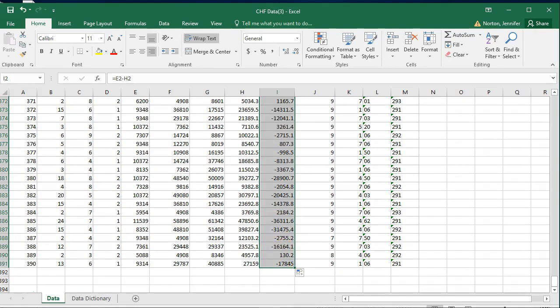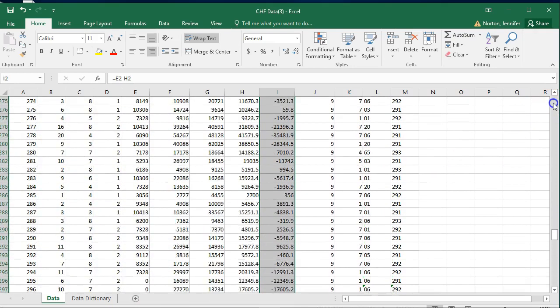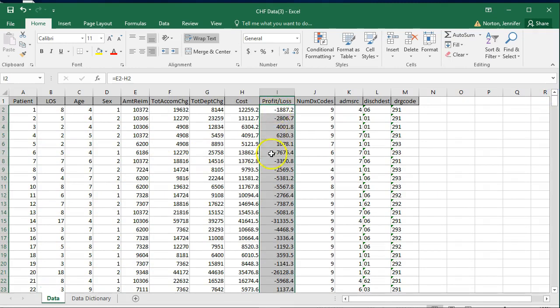And we'll notice there's lots of negatives. So our CFO definitely is picking up on something that's happening with these specific types of patients, or CHF patients, is that there are a lot of patients that we're seeing that are generating a loss. Our costs are definitely higher than our reimbursements. That is definitely a red flag. There's something happening that is impacting our bottom line. So that's something that we want to look at.